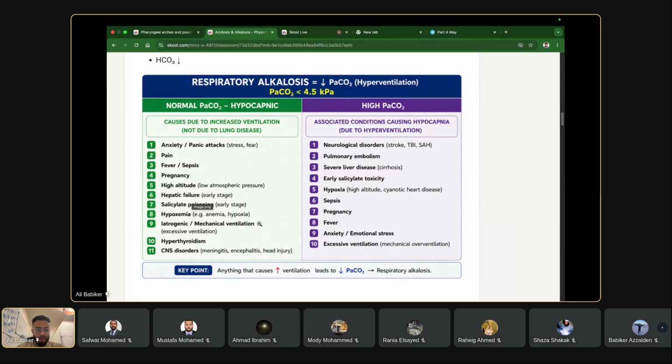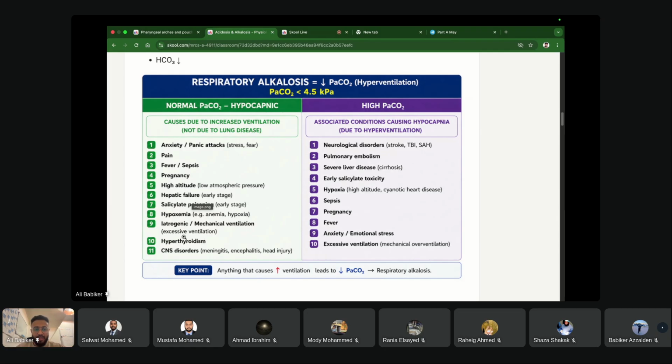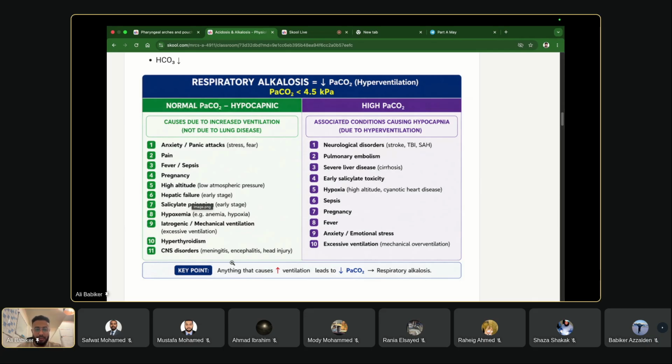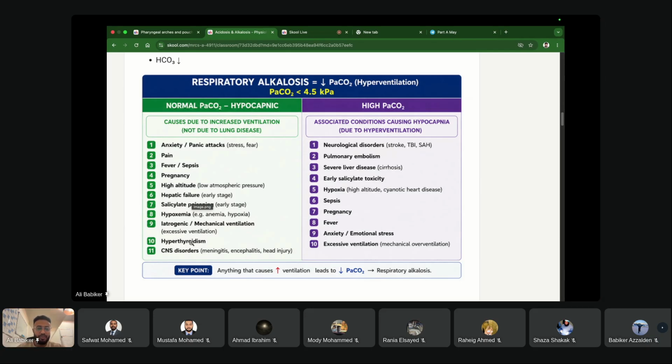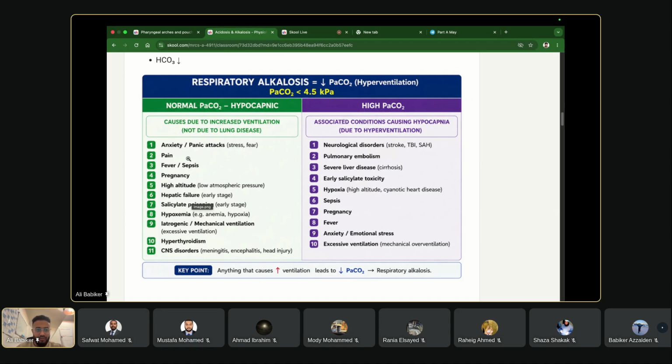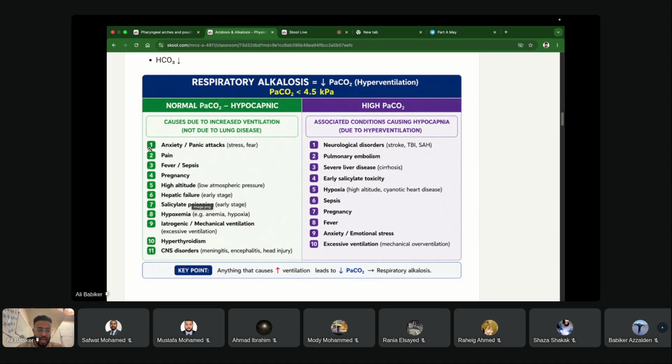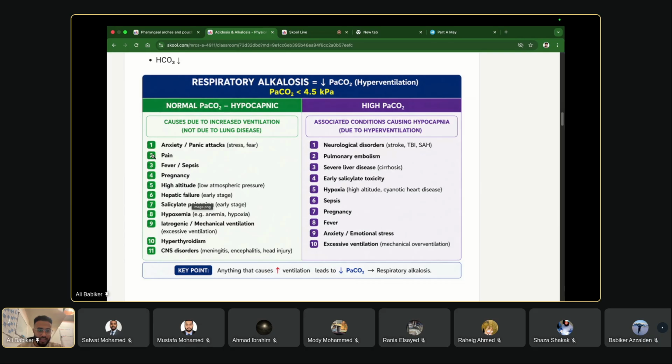Hypoxemia, like anemia or hypoxia, because you will be tachypneic, obviously. Iatrogenic mechanical ventilation, because this will lead to hyperventilation. Hyperthyroidism and CNS disorders, like meningitis, encephalitis, and head injury. All of these are important. However, I want you to remember this. I want you to understand all of this.